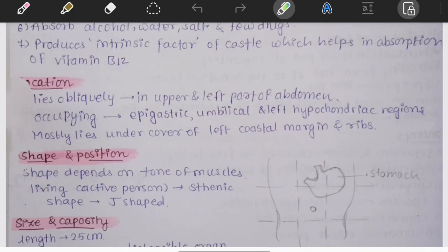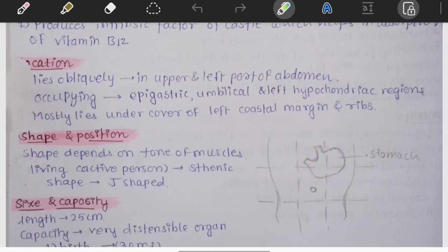Let's see the location of the stomach. Now let's put the stomach inside the abdomen. The stomach lies obliquely in the upper and left part of the abdomen. Clinically, think of the regions: epigastric, umbilical, and left hypochondrial. Most of the stomach is protected beneath the left costal margin and ribs.